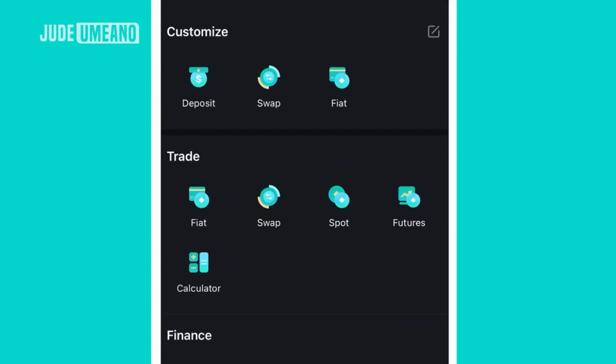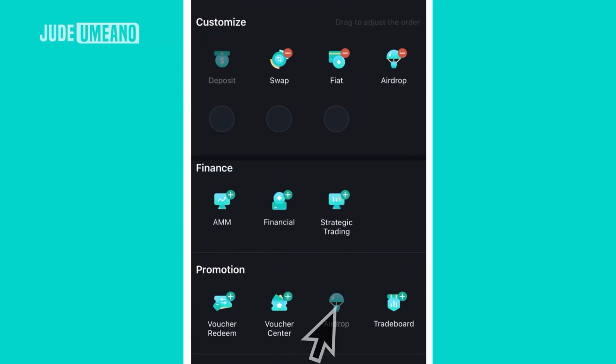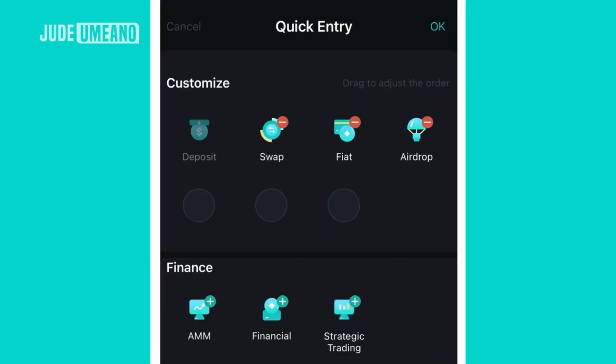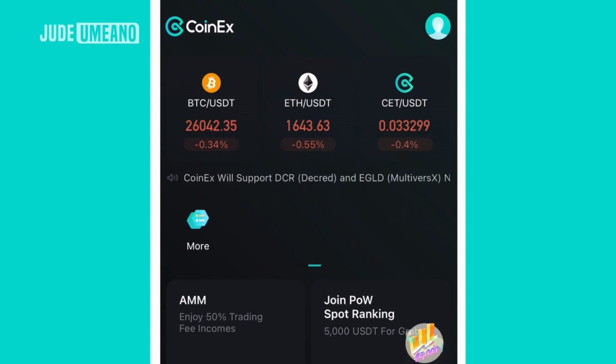Let's say I interact with the airdrop a lot. I can click on the edit in the customized section and tap on airdrop to add that. If I click on OK and go back to the home, you can see that airdrop is now added to that particular section, and I can swipe to actually see the more again.